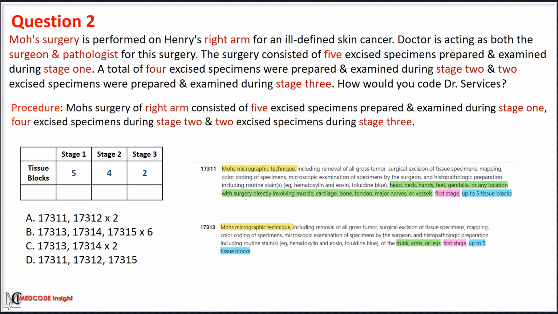Our first step is to determine the type of the procedure performed. In the given scenario, Mohs surgery of the right arm consisted of 5 excised specimens during stage 1, 4 excised specimens during stage 2, and 2 excised specimens during stage 3. First, we will eliminate options based on the anatomic site. Since the Mohs surgery was performed on the arm, we will eliminate option A and D.